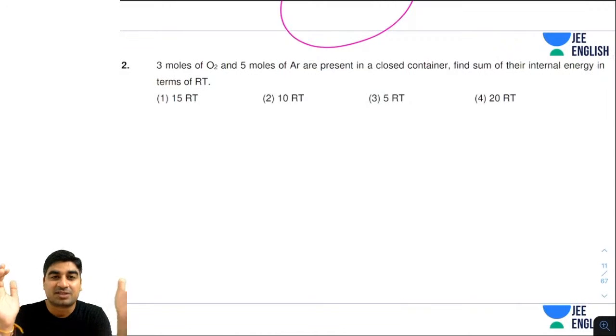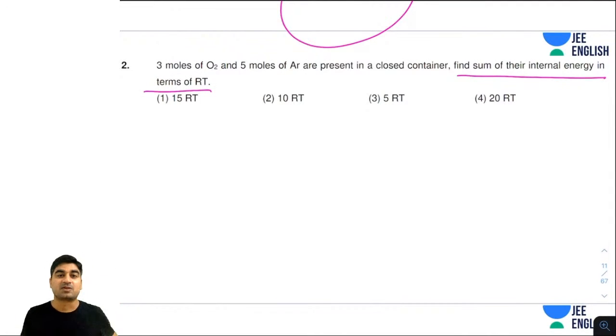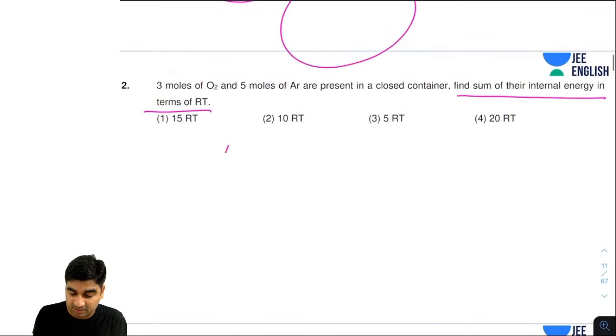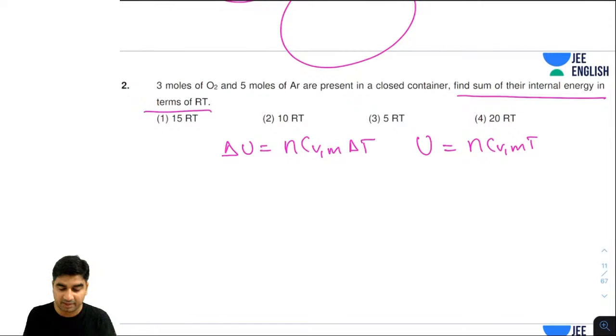Now it says 3 moles of O2 and 5 moles of argon are present in a closed container. So guys, find the sum of internal energy. So guys, you know that internal energy change delta U equals n CVM delta T, and if I am talking about internal energy, it would be n CVM T. Any doubt? Please tell me if you have any doubt, guys. No doubt. So what will you do now?